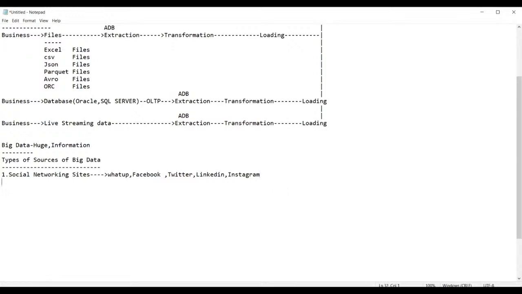Getting my point? Next, you have the second source. So what is the second source? We can say the second source is banking applications. Across the globe, banking applications are considered a major source of getting big data.